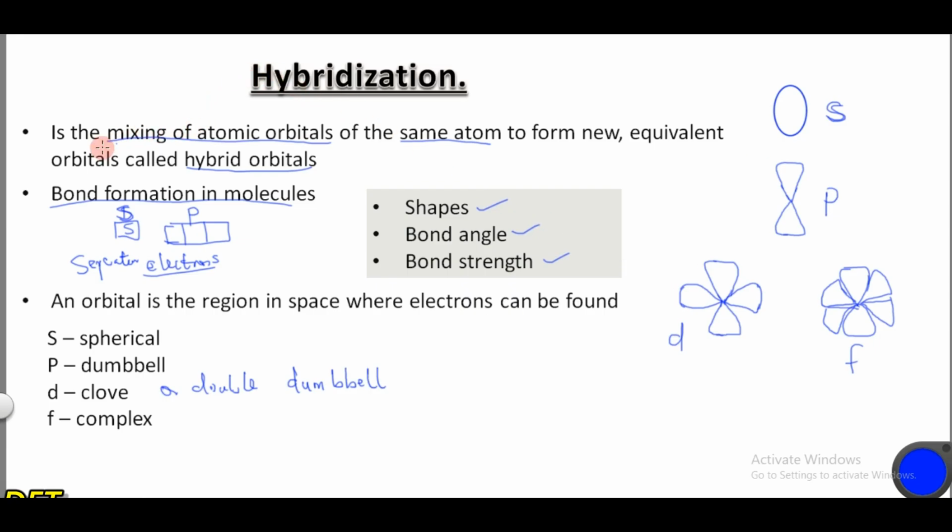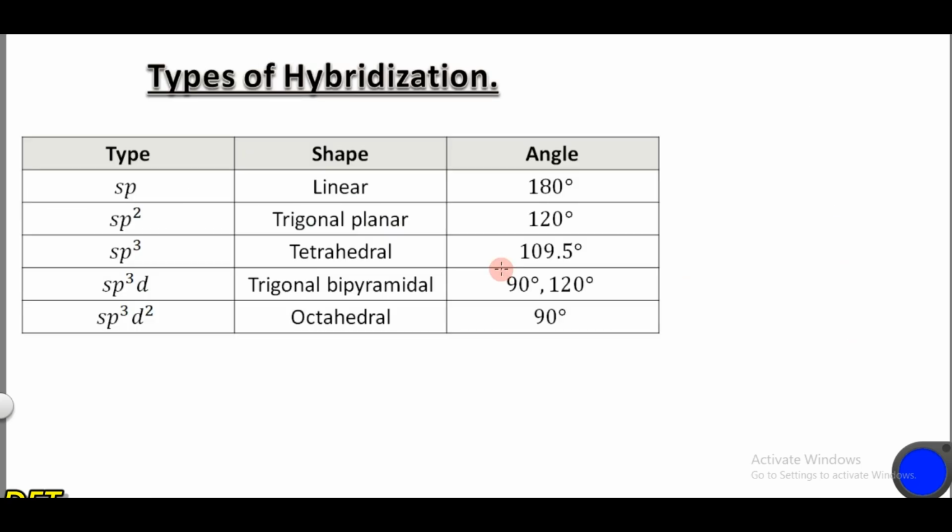So again, hybridization is the mixing of atomic orbitals of the same atom to form new equivalent orbitals called hybrid orbitals. And like I said, the reason for this is to attain a maximum separation of the electrons, which will give that molecule stability. Hybridization is what is responsible for bond formation in molecules, the shape of molecules, the bond angles in molecules, and the bond strength in molecules, right? So, having known this, let's look at the types of hybridization that we have.